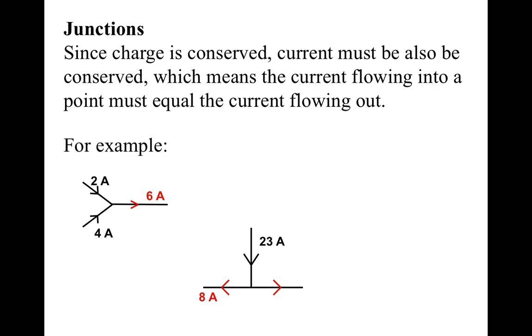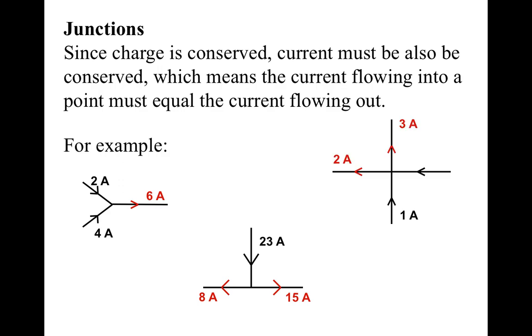Let's look at another one. So here you see 23 amps of current coming down from the top. It gets to a junction, and you see those red arrows are where the current is going to leave the junction. So 8 amps goes off to the left. Can you figure out how much current will go off to the right? You should get 15 amps, right? Conservation. So all the current coming down to that point will equal all the current leaving that point. Part of it goes to the left, part of it goes to the right, but 8 plus 15 gives you 23.